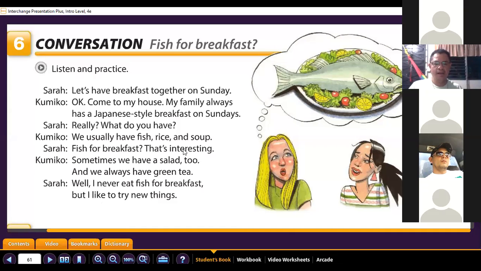Interesting. Es como si esta E que está aquí no suena. Interesting. Ajá, interesting. Excellent. Omita la primera E. Interesting. Ajá, there you go. That word is kind of difficult to pronounce.